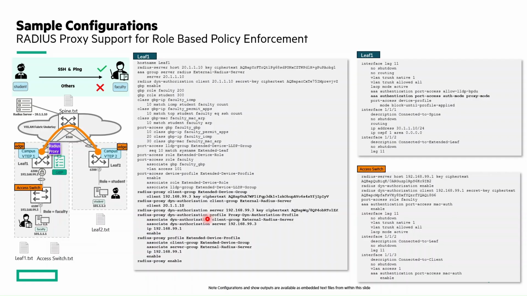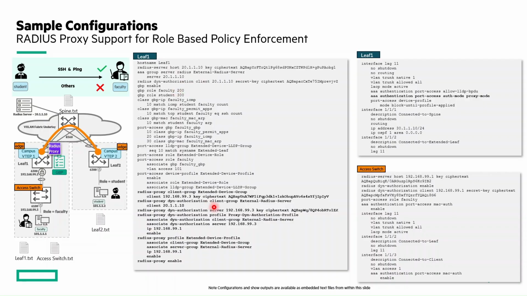authorization. First, let's see the AAA part. For the AAA part, first we need to configure the external radius server. The external radius server is 20.1.1.10. I have configured the external radius server and associated it with the group called external radius server.